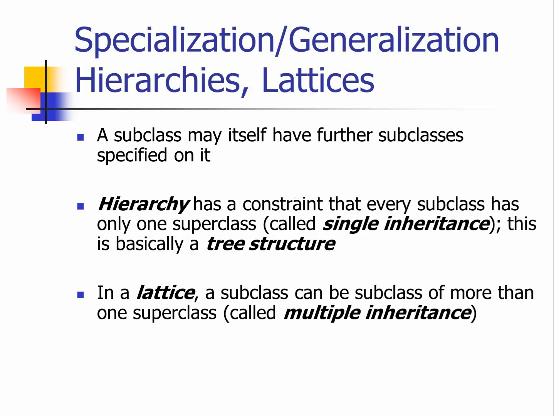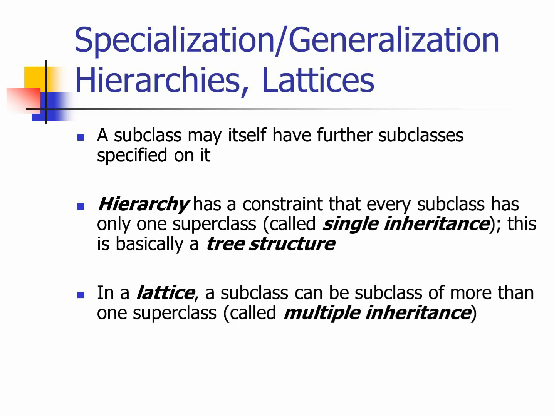So hierarchy. Hierarchy is a constraint that every subclass has only one superclass. If you still remember the data structure class, this is the tree structure. So there's only one path from the root node to every single other leaf node.